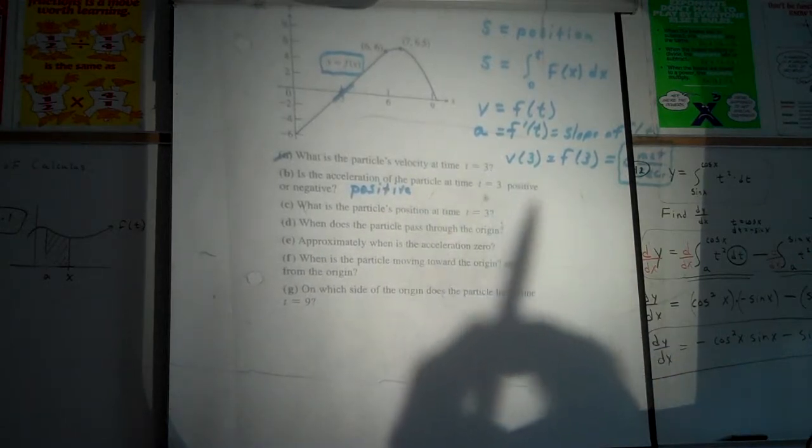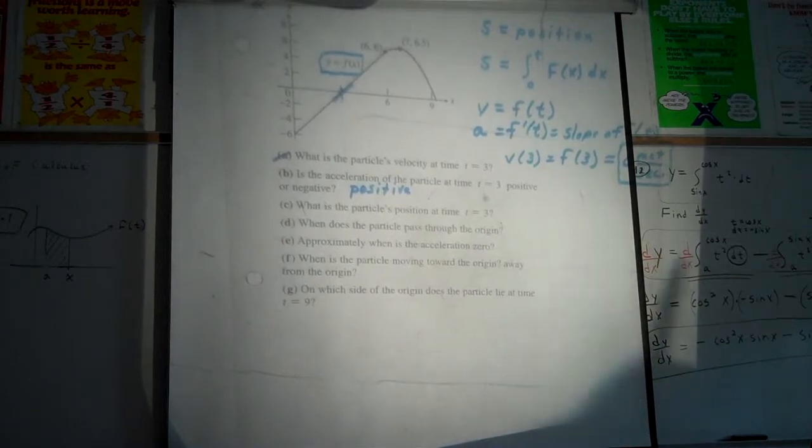The acceleration is positive because the slope of the velocity equation is positive. That's B. Any questions about that?